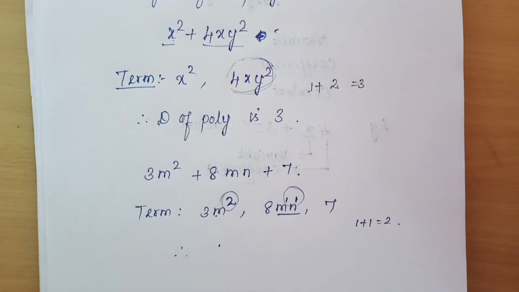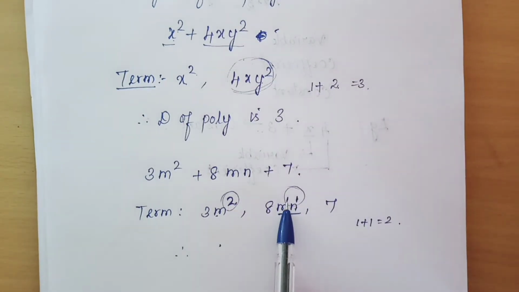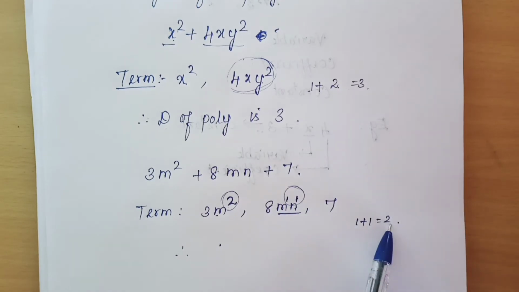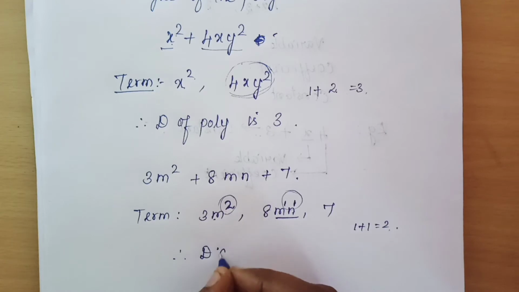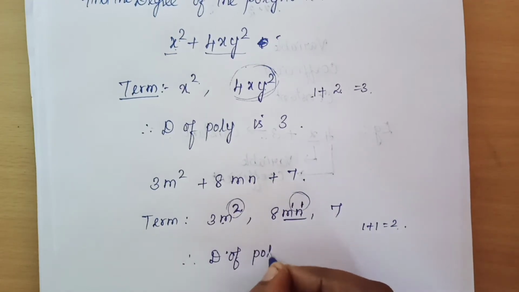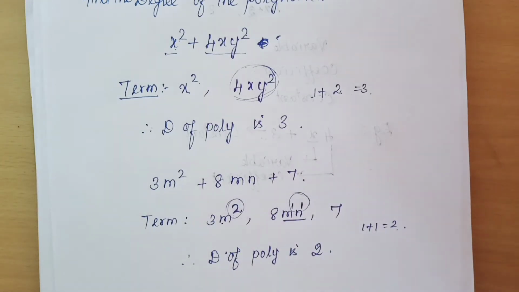Add the degree. Okay, clear? So here you have added the degree, 1 plus 2 is 3. Here also you add the degree, 1 plus 1 is 2. Clear? So what is the degree of this equation? The degree of the polynomial, not the equation, sorry, polynomial is 2. Clear? No doubt at all?